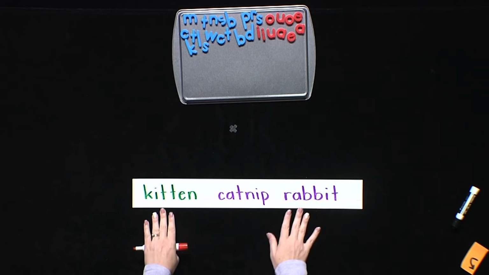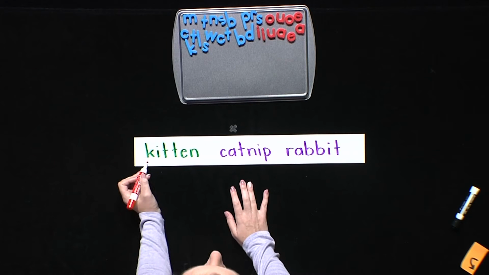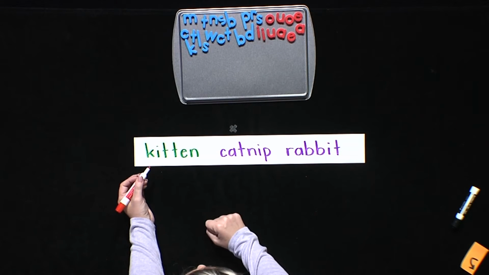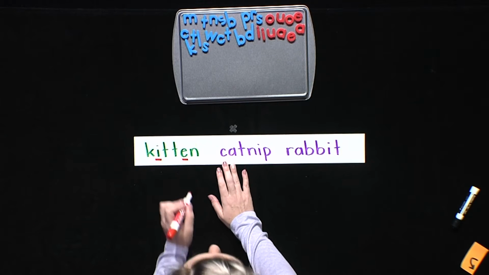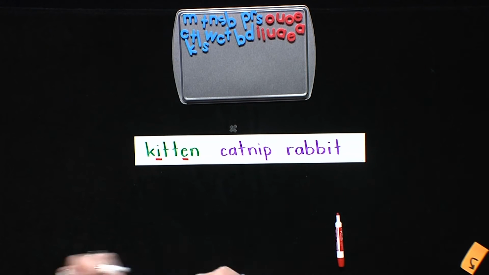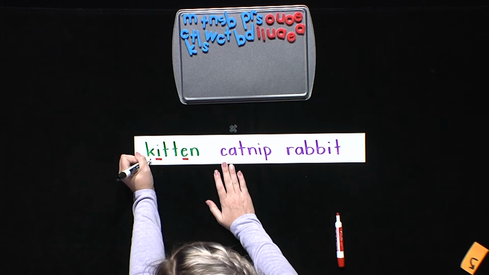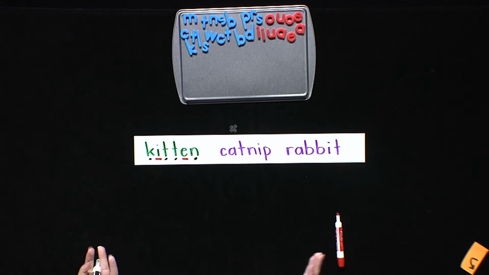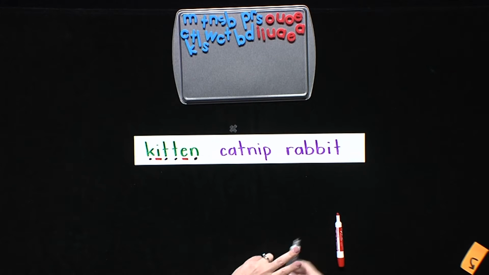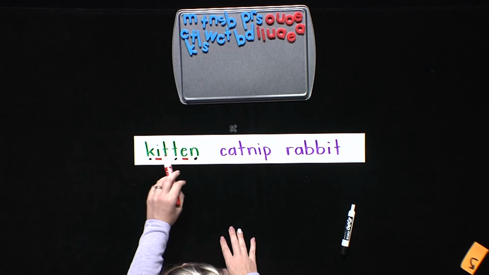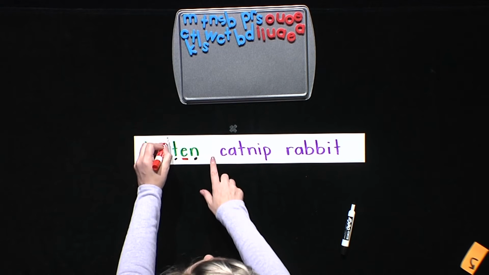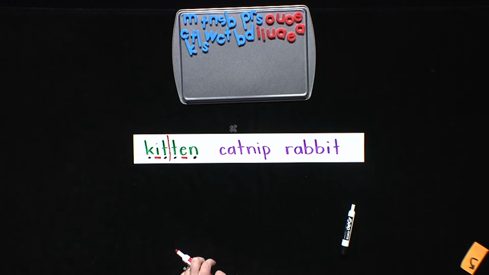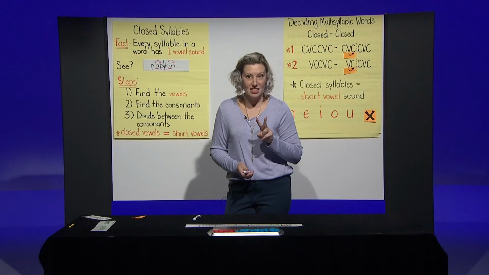Let's start with this green word. All right, looking at my green word, I see two vowels. I see the vowel I and the vowel E. I also see some consonants. I see consonant K, T, T, N. Now that I see my vowels and my consonants, I can move on to my third step. I need to find where there are two consonants side by side so I can divide between them. Looking closely at my word, I see two T's side by side. So I'm going to draw a line between them.